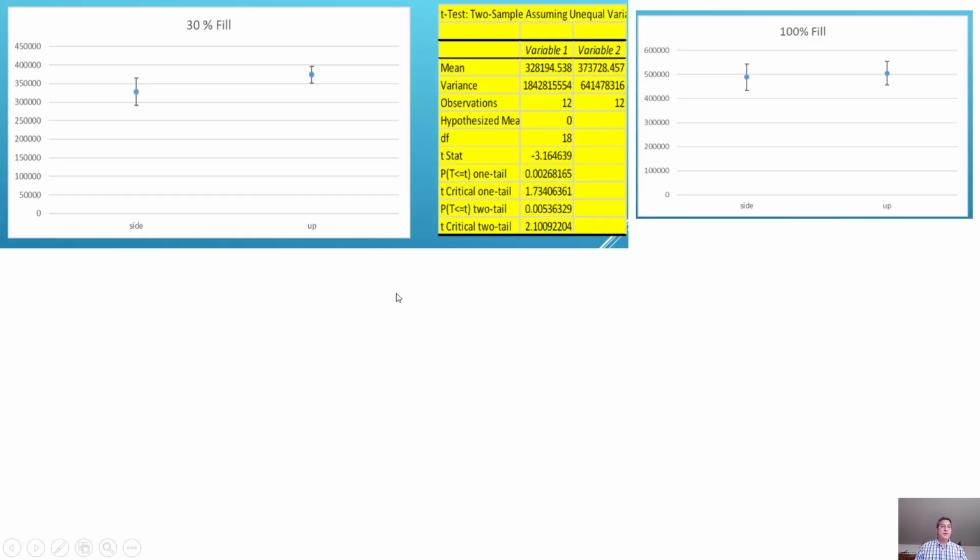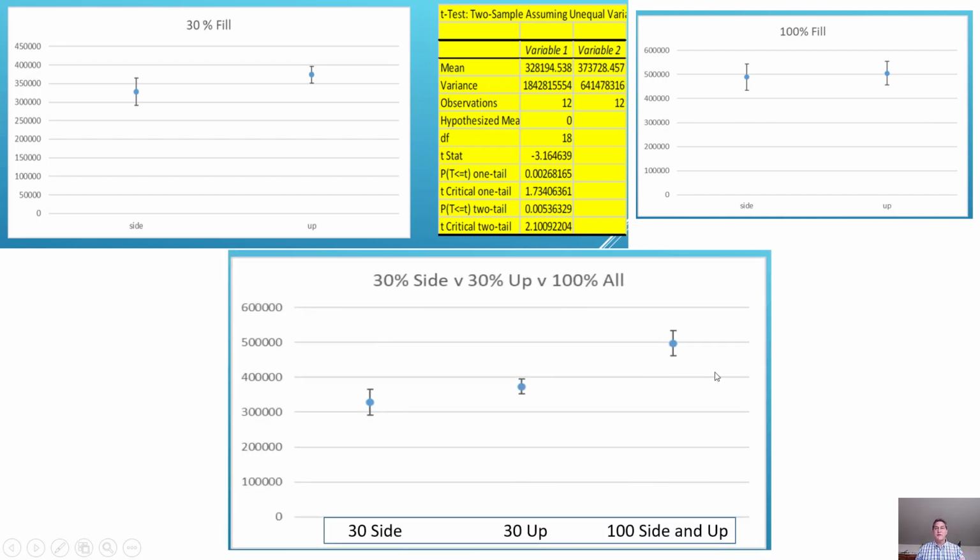The other approach is some people started with fill. They said, okay, here's 30% side and up, and yep, the t-test confirms that it matters. Then for 100% side and up, no, it doesn't matter. And then they went to the 30 versus 100, but notice what they did. They put 30 side, 30 up, and then 100 side and up together. Why did they do that? Because they showed that fill did not matter for 100, so it was fine to average all of those together. And then they made the case, see how the error bars, the confidence interval on the average, have no overlap whatsoever. So 100 and 30 fill are definitely different.